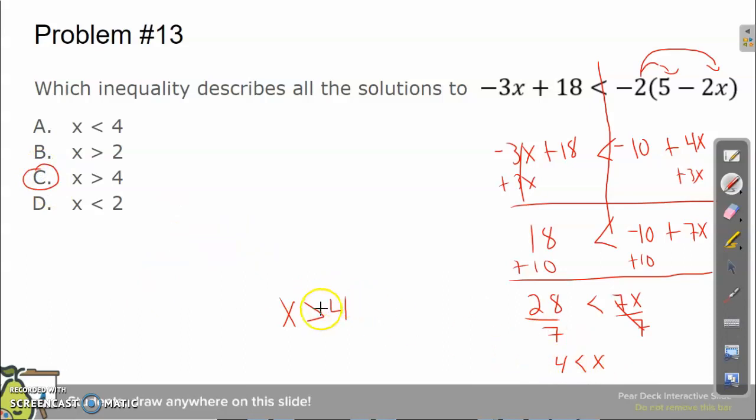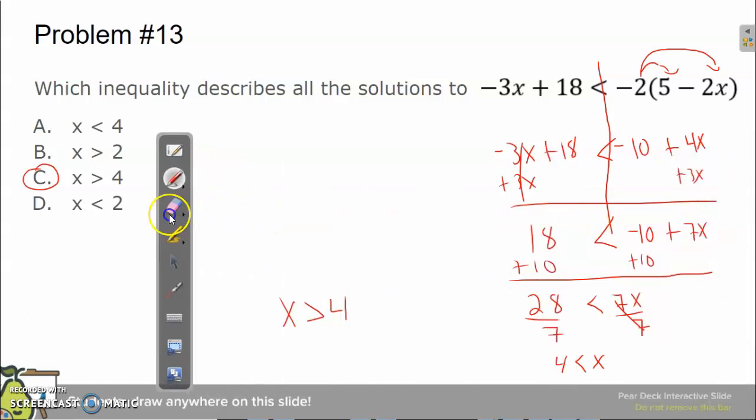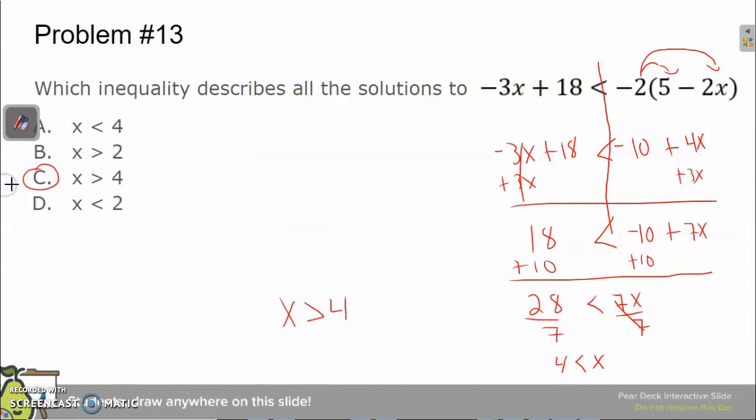Whenever you flip them, make sure you flip the inequality as well. Go ahead, let me move this out of the way so you guys can see that better. And you're good. Let's continue.